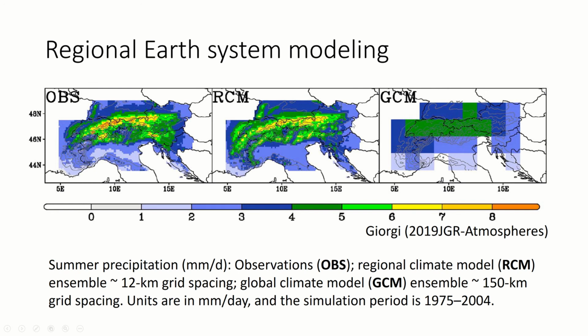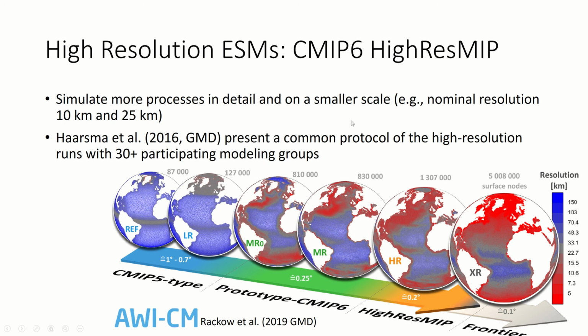Okay, so this is what traditionally used to happen, but what is happening now is something different. Climate models or Earth system models in CMIP6 have started to have higher resolution. So for example, here this is a CMIP5 type of model, where you have low resolution, like 0.1 degree to 0.7 degree, for example.